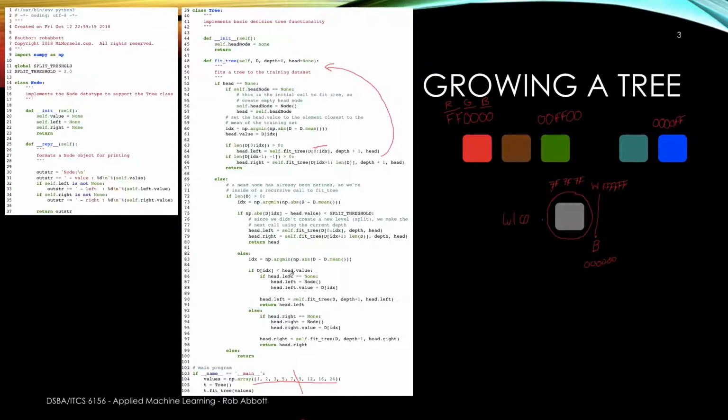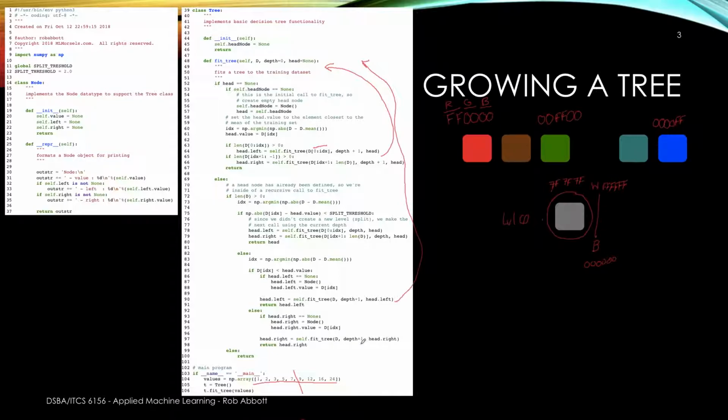If it's less than the current head node, I create a new node to the left and I assign the value equal to the current mean node that we've identified. And then we recurse again with the remainder of those values. We'd call fit tree again. If we had gone to the right, if the new value had been greater than that, we would have called fit tree with the values to the right.